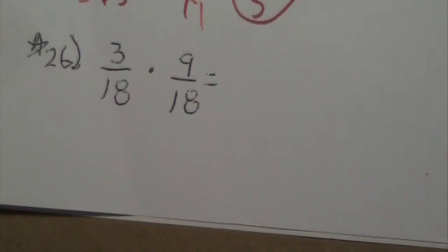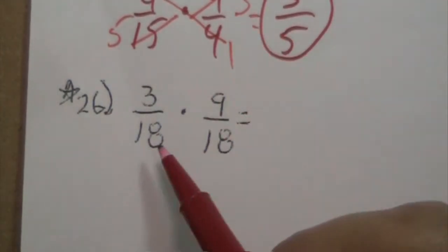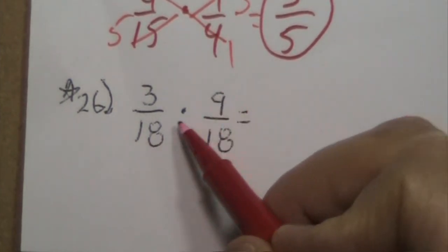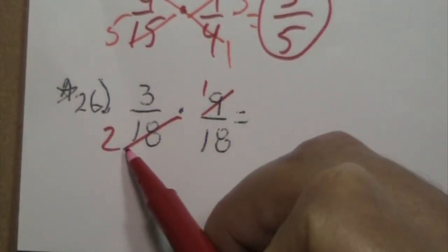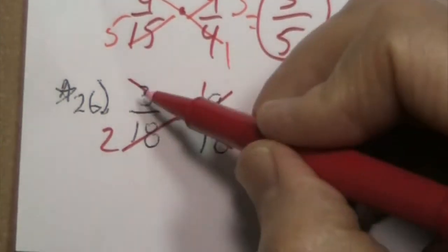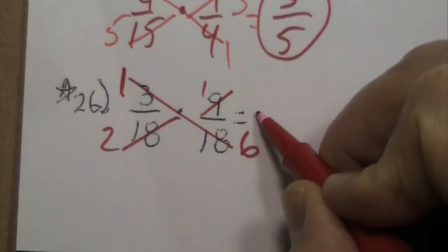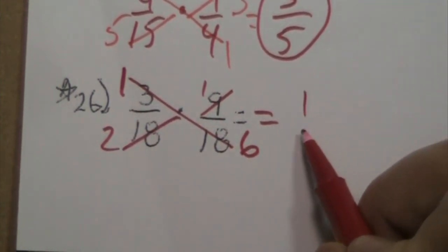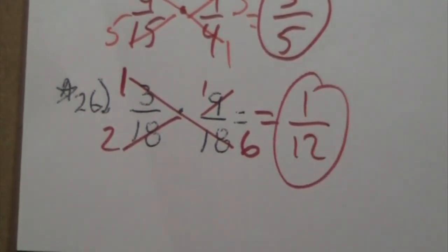Okay, this next one is just multiplying, so I just need to reduce. So let's see, you can reduce this if you wish to, but I'll just reduce this one, 9 and 18. 9 goes in there twice. I have 3 and 18, okay? 3 goes in here once. 3 goes into 18 6 times. So on top I have 1 times 1, it's 1. On the bottom I have 2 times 6, and that's 12.